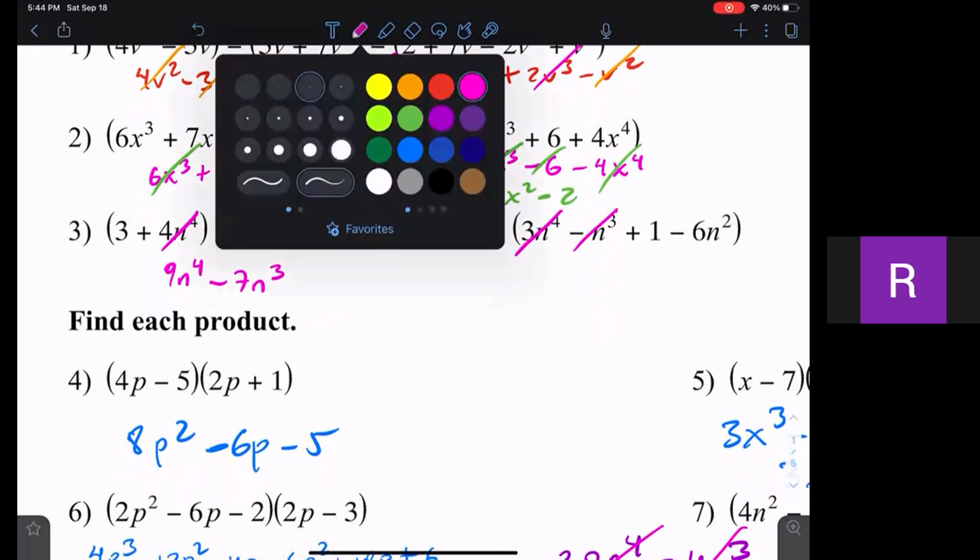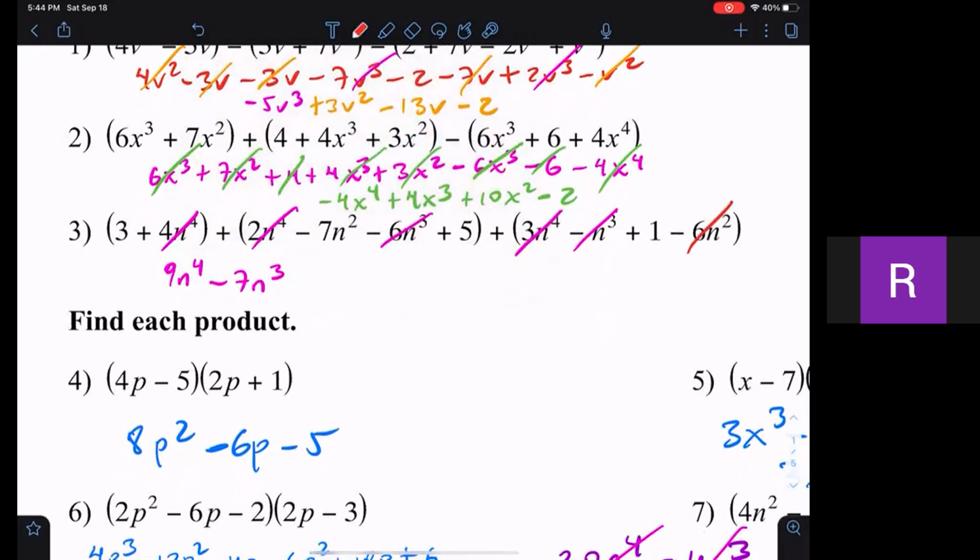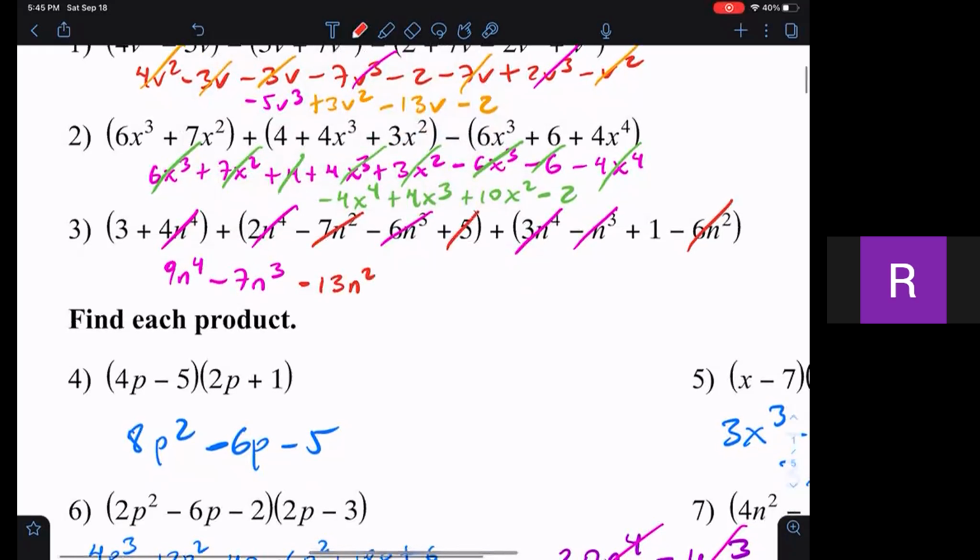Now n squared, 1, 2, so that's going to be negative 13n squared. Then we have 5, 1, and 3, that's going to be 9. And that should be the answer. Let's check. That's correct.